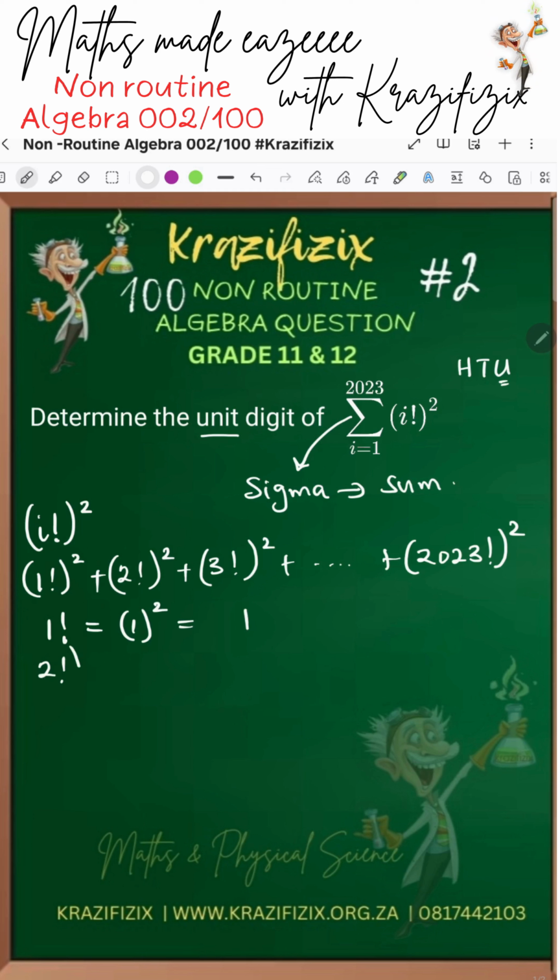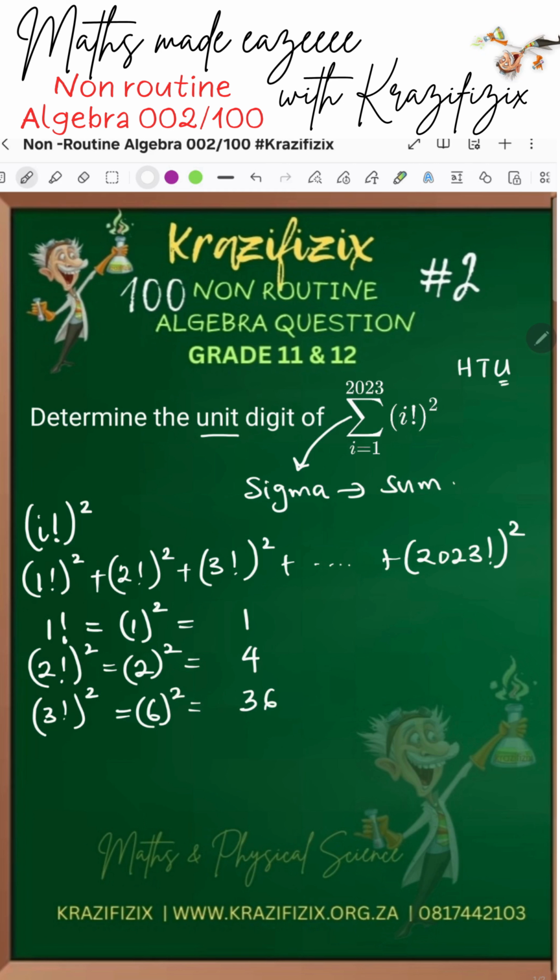What about 2 factorial squared? 2 factorial would give us 2, and that would give us 4. What about 3 factorial squared? 3 factorial would give us 6, and 6 squared would give us 36. I'm trying to see if there's a pattern. 4 factorial would give us 24. Now that changes the whole thing. 24 times 24 is 576.